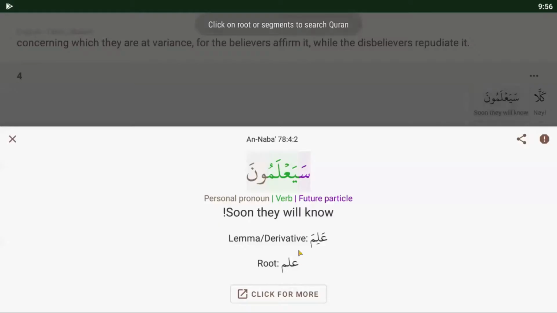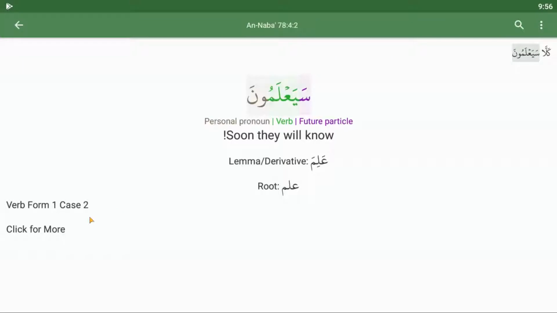So it's actually alima. The sin, seen, is the future particle. We add a future. Ya'lamu is a verb: alima ya'lamu. And the waw is the fa'il. The nun is the sign of being marfu'. Sayalamun. And it comes a lot in the Quran.